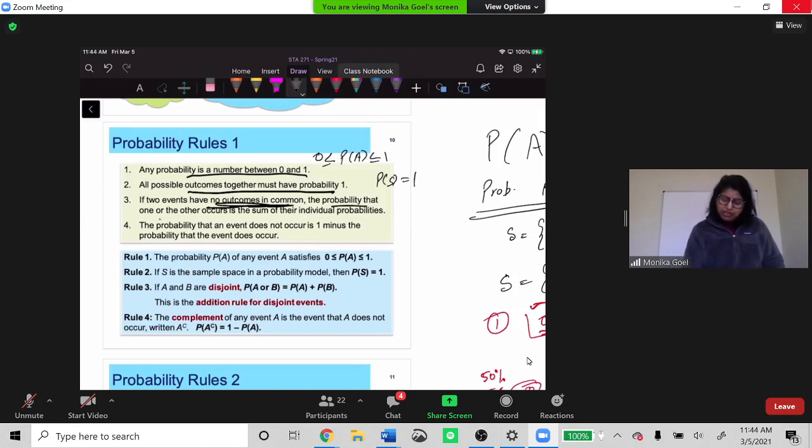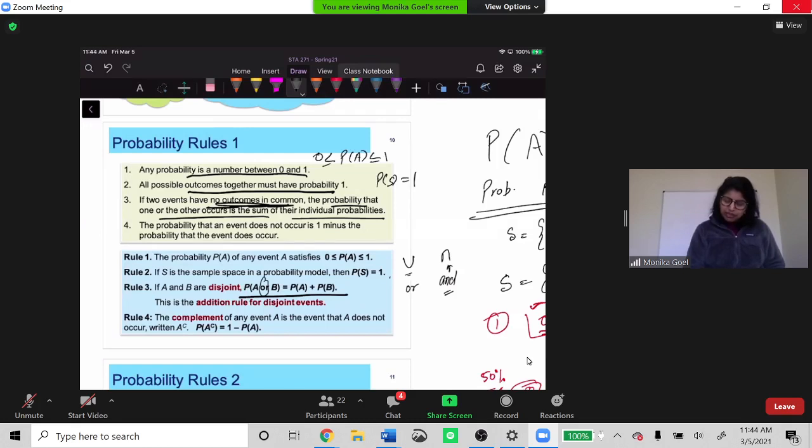The probability that one or the other occurs is the sum of their individual probabilities, which we just discussed: A union B, or A or B. So be careful about the wording. Sometimes union is given, sometimes they don't give you union, it just says A or B. Sometimes intersection is given, and sometimes the problem is in words. What is the probability of A and B? That means we are looking for the intersection.